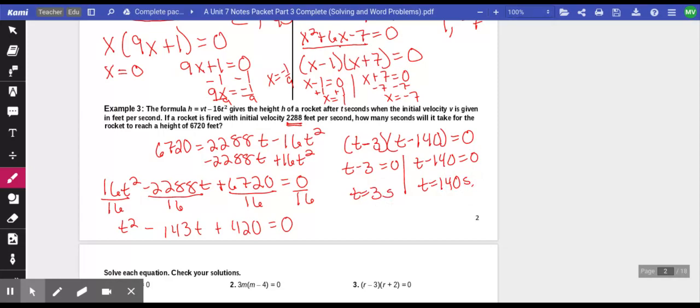So in this problem, it's how many seconds will it take the rocket to reach the height? Remember, a rocket would go up and come down. So it's actually at 2 spots that it's at the height I want, 3 seconds and 140 seconds.